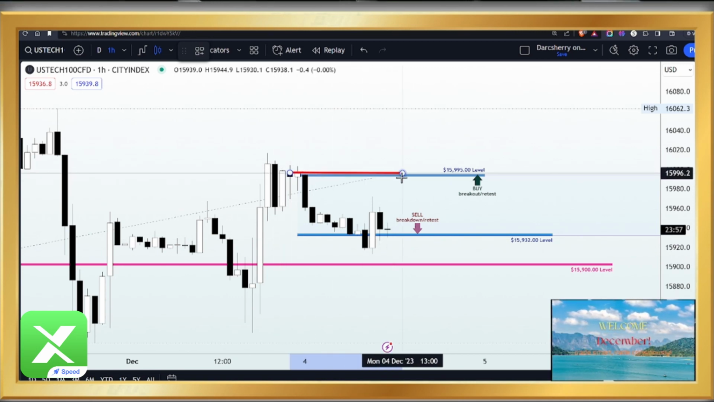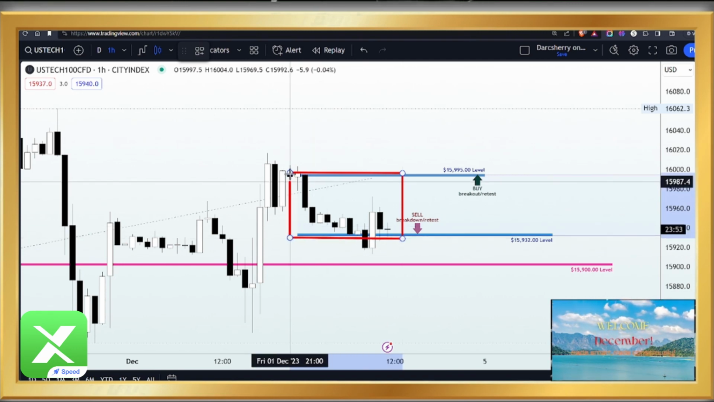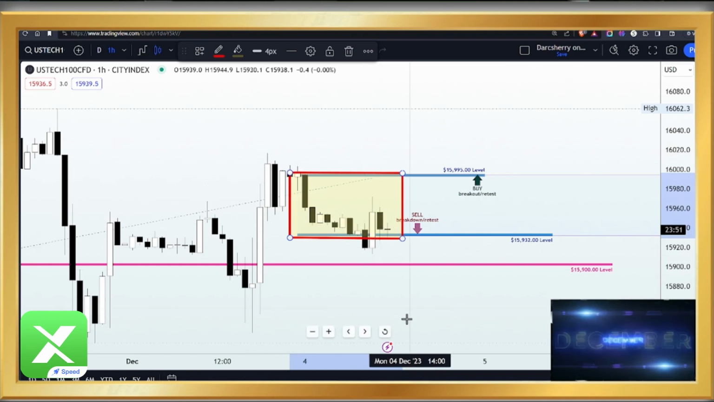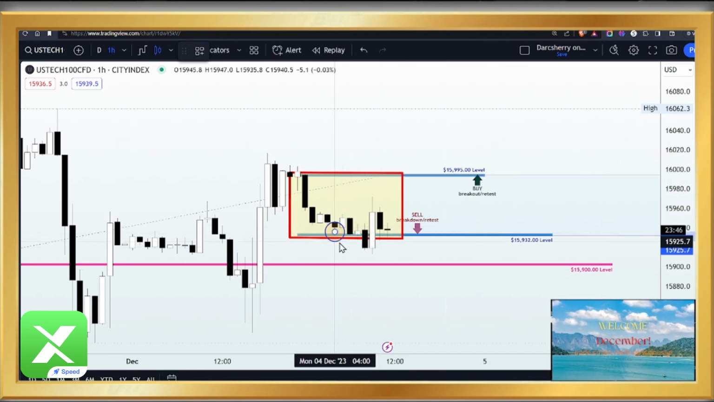as you will see, between the 15,995 level and the 15,932 area. And look at what happened as soon as price got into the support line here. We saw some buy pressure resume here. We saw buy pressure around this area.